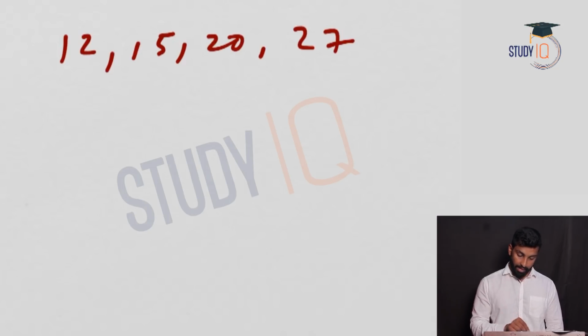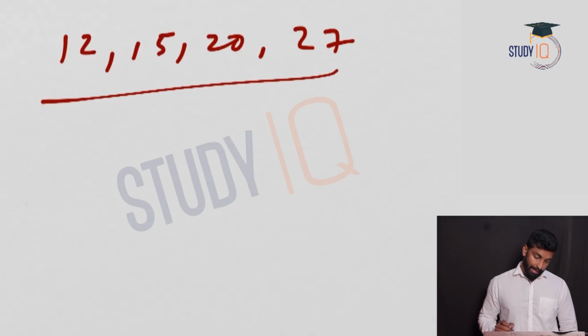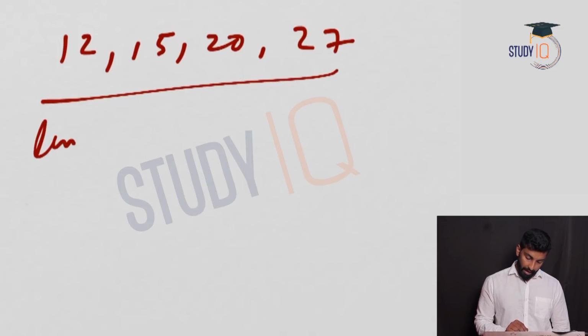What you need to find out? You need to find the least number exactly divisible by 12, 15, 20 and 27, right? Least number exactly divisible by 12, 15, 20 and 27 means you need to find the LCM, right?